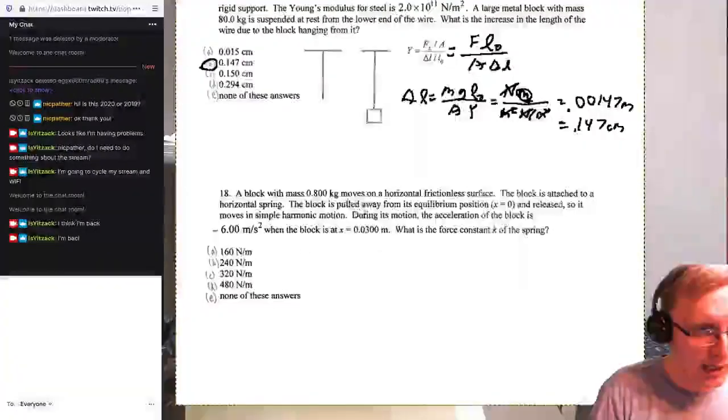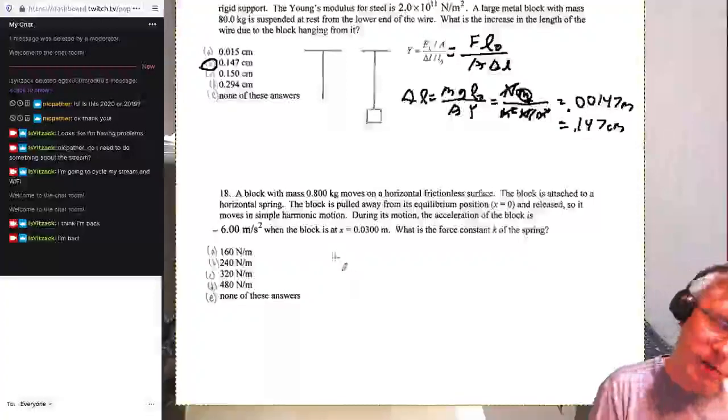A block with mass of 0.8 kilos moves on a horizontal frictionless surface. The block is attached to a horizontal spring. The block is pulled away from its equilibrium position, x equals 0, and released, so that makes simple harmonic motion. During its motion, the acceleration of the block is minus 6 meters per second squared when the block is at 0.03 meters. What is the force constant of the spring?